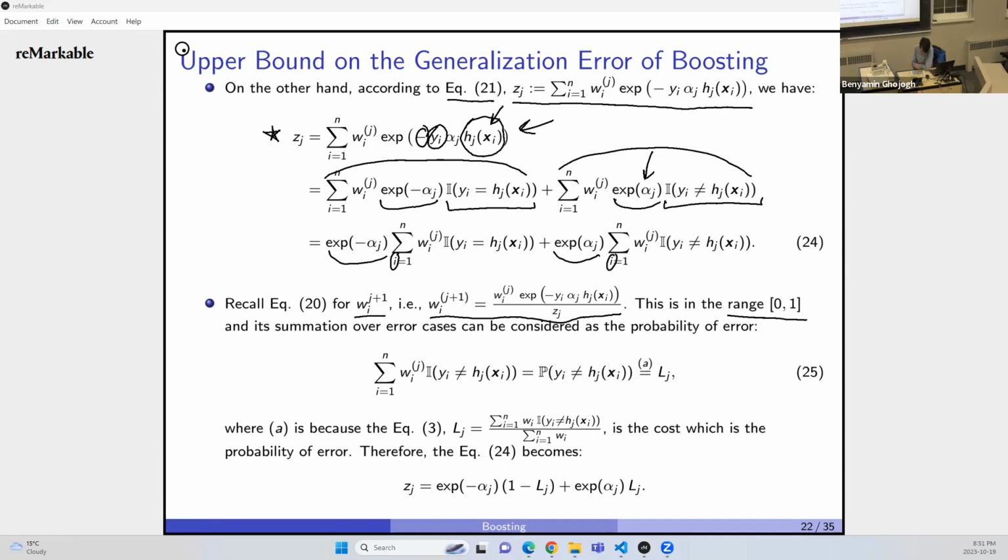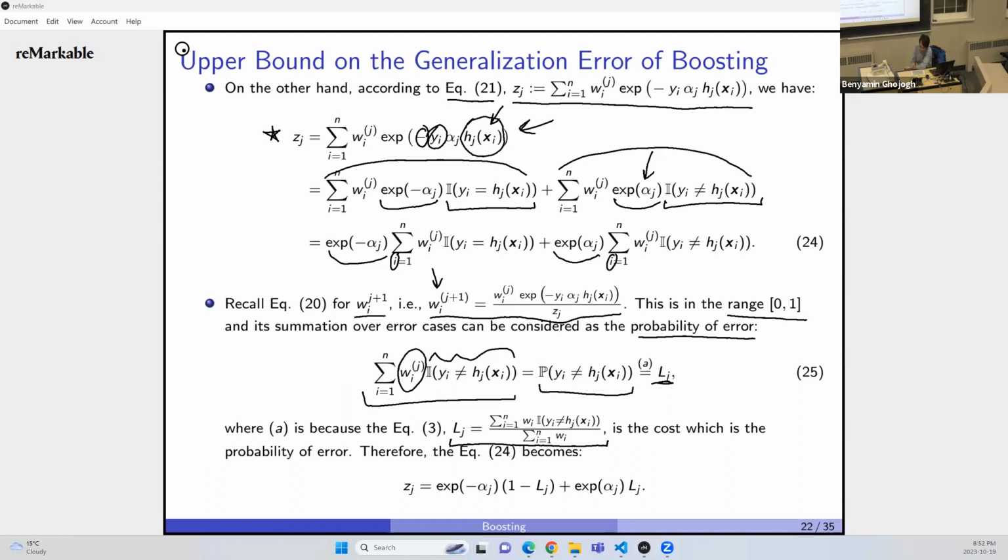Because it's normalized. And also its summation over the error cases can be considered as a probability of error, because it's behaving like a probability. Agreed? So basically, what is this saying? This can be seen as the probability of error. Because this is the indicator function of error, misclassification, right? And we know that this Wi is between 0 and 1 and they sum to 1. So it behaves like a probability, right? And I'm summing over all of the points. So you can see it as a probability of error, right? Do you remember what was Lj at the start of the slide deck? It was also the probability of error, right? So this is Lj.